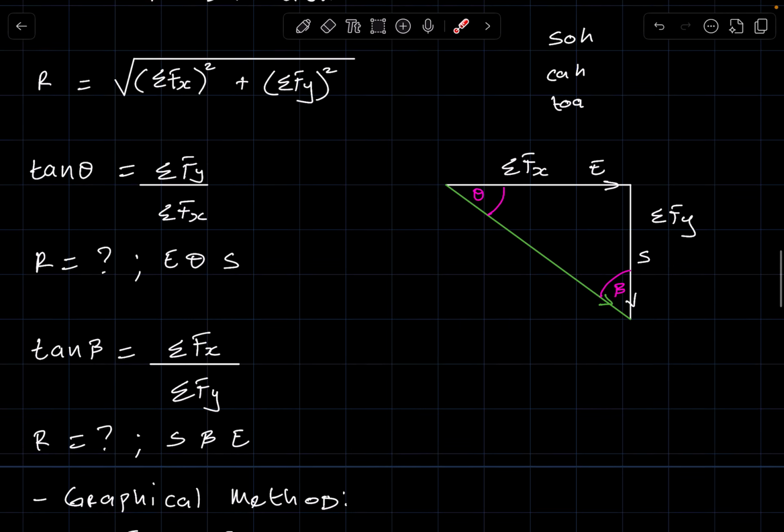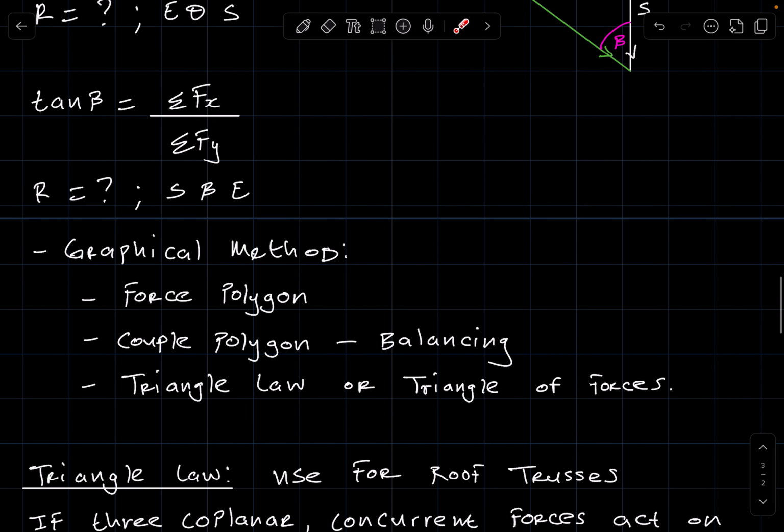So that is the analytical method. The analytical method is the one that we'll be using predominantly, the one we use predominantly for engineering. But we also have the graphical method. With the graphical method, you have the first polygon, in fact for all the polygons, we use what we know as Bow's notation.